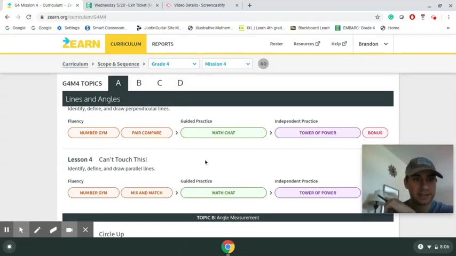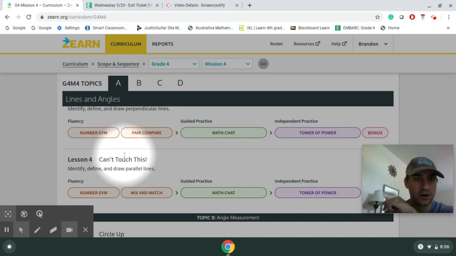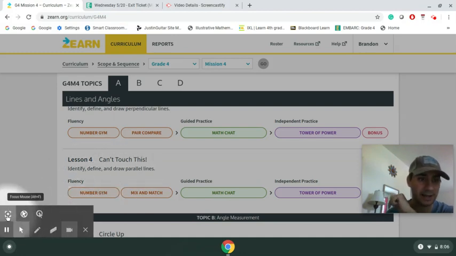What's up, y'all? Today's lesson is Module 4, Lesson 4. Can't touch this. Our objective for today is to identify, define, and draw parallel lines.